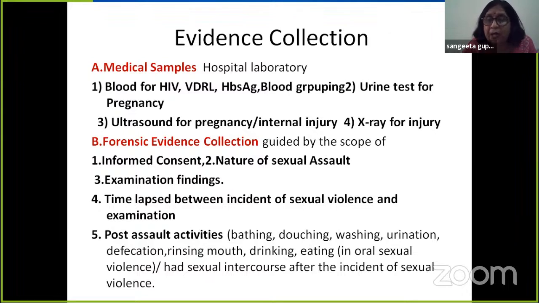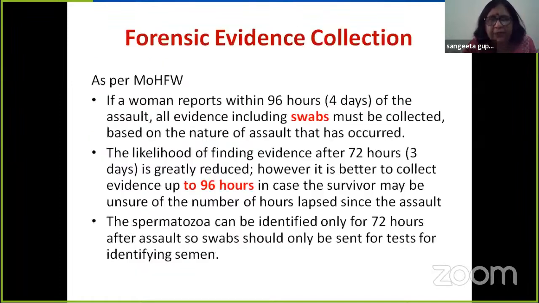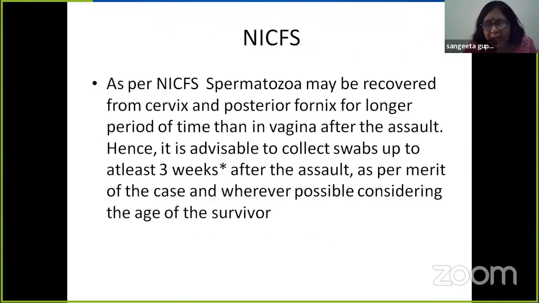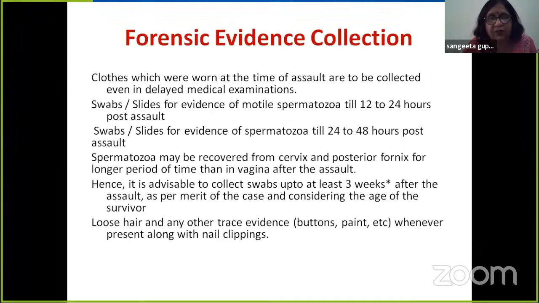Post-assault activities also make a lot of difference in sample collection, because bathing, douching, washing, urination, and defecation all change the presence or absence of the samples. Now, the NICFS protocol says that spermatozoa may be recovered from the cervix and posterior fornix for a longer period of time than in the vagina after the assault. Hence, we can collect the samples up to at least 3 weeks after the assault, as per the latest research.